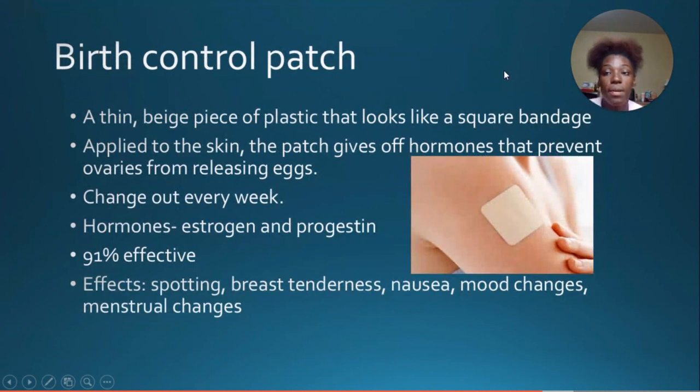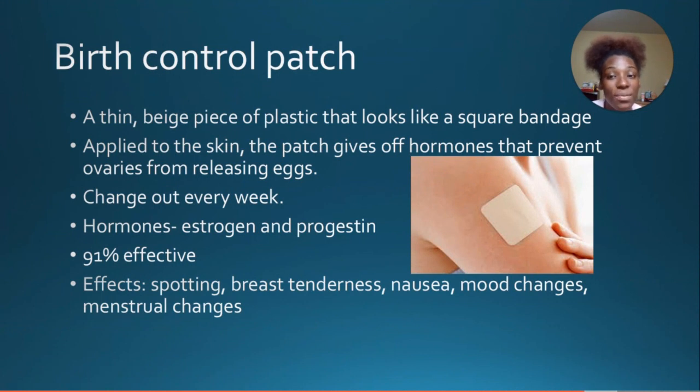The last type of birth control method I'll be talking about is the patch. The patch is a thin beige piece of plastic that looks like a square bandage, as you can see in the picture. It may not look effective, but it is applied to the skin. The patch gives out hormones that prevent ovaries from releasing eggs. So you change it out every week, and the hormones are estrogen and progesterone.